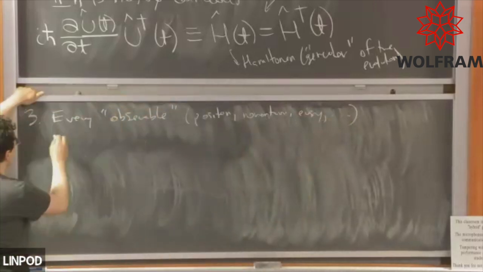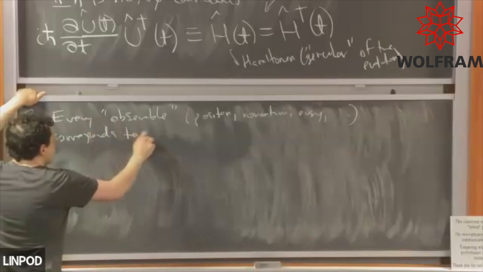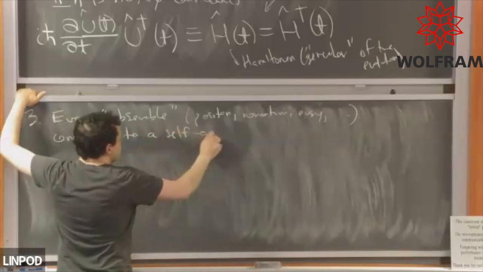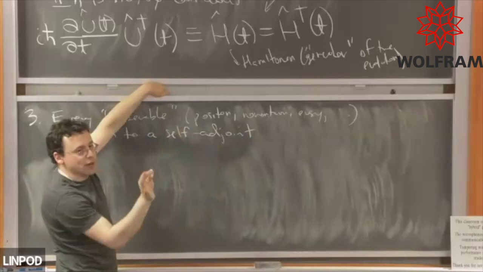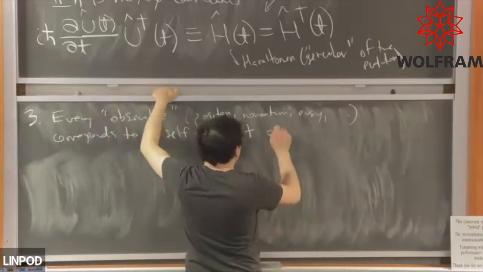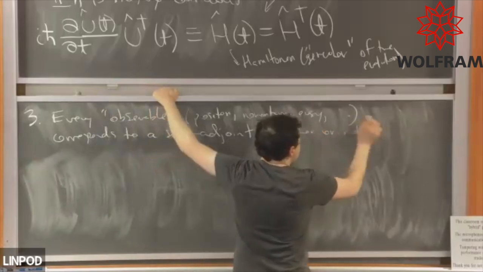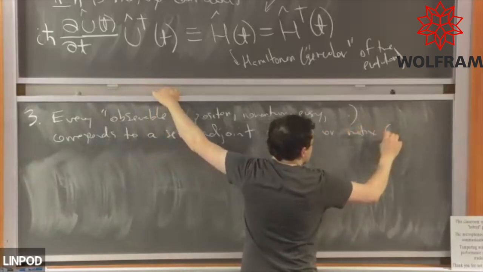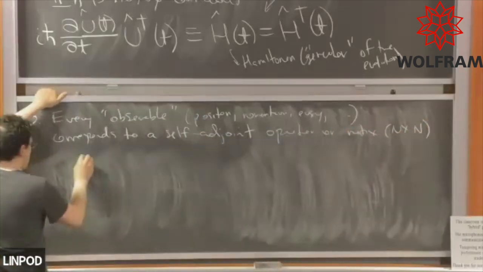Every observable corresponds to a self-adjoint operator. This can be generalized, by the way, to positive operator valued measures, which we're going to talk about. It can be associated to a self-adjoint operator or matrix. Think of it again as an n by n matrix, like the density matrix. Call it A.